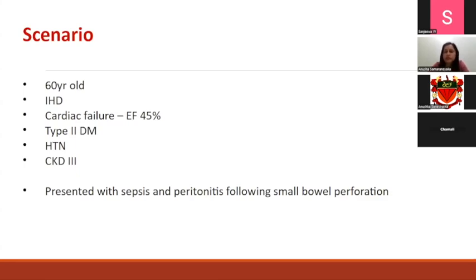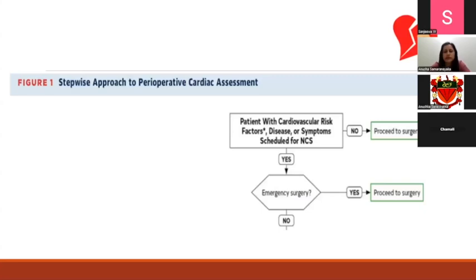So what are we going to do? The patient has had his basic investigations as well. According to the stepwise approach, we know the patient is with a high risk cardiovascular condition, scheduled for a laparotomy. So, is this an emergency surgery? Yes. A laparotomy, emergency laparotomy.